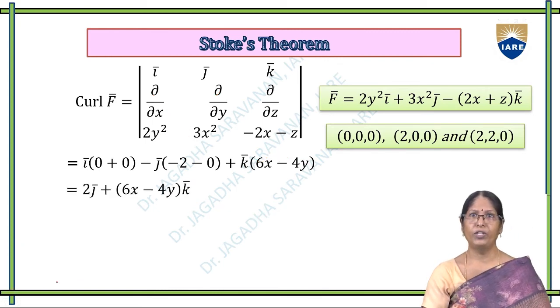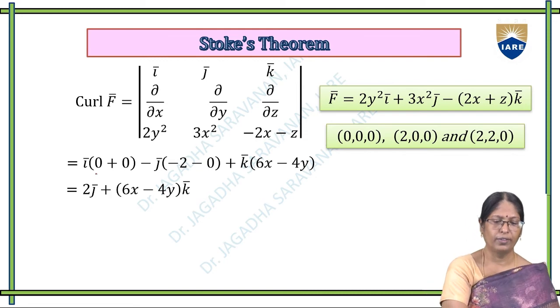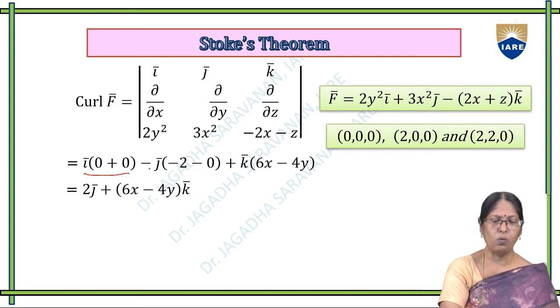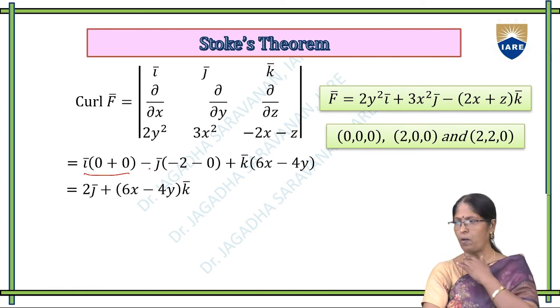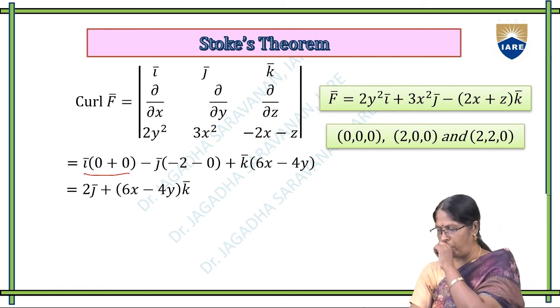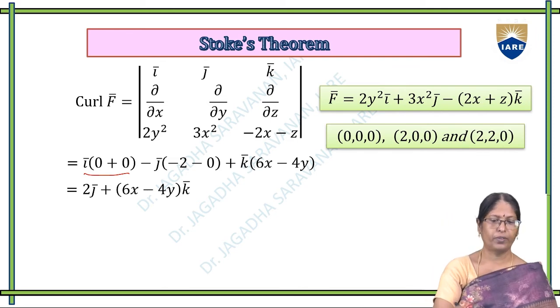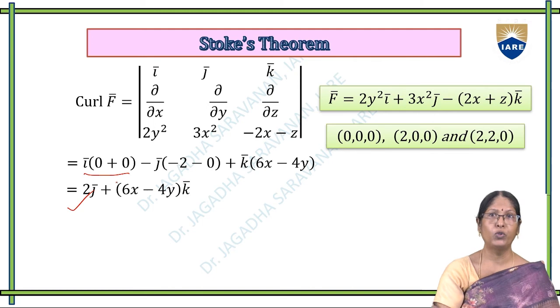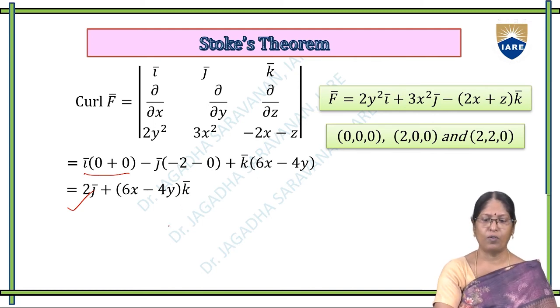So now we will do the simplification. The component in the direction of x has completely vanished. Minus j times -2 becomes 2j, and k is there with 6x minus 4y.